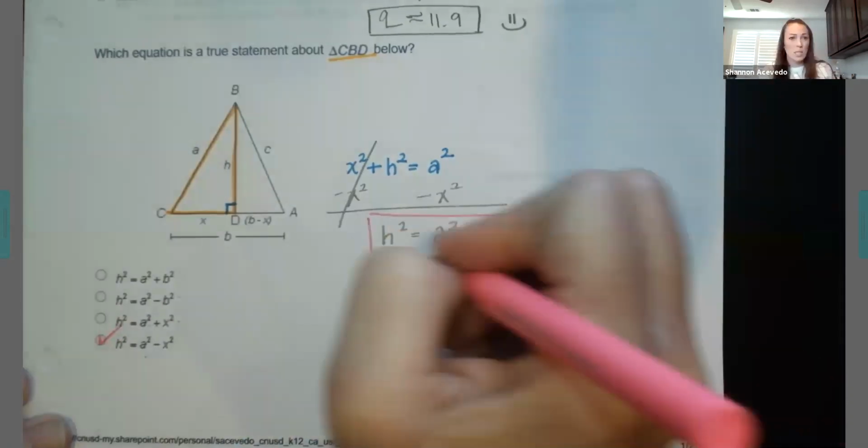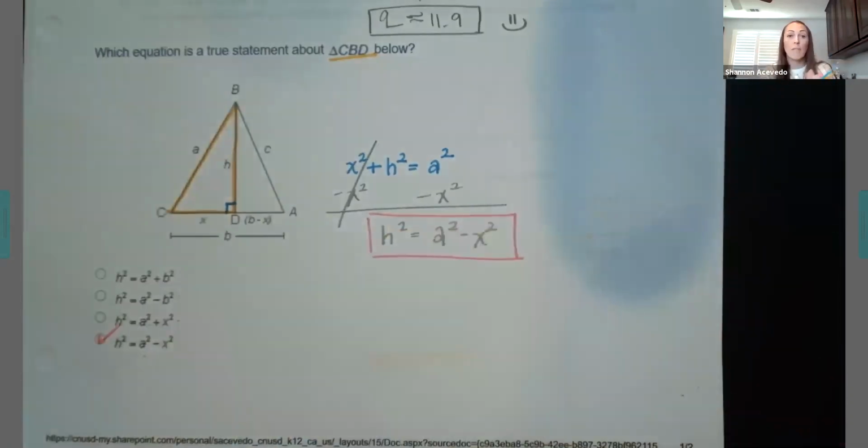So don't overthink some of this stuff. Pay attention. Do I have a right triangle? If I have a right triangle, I can use the Pythagorean theorem. I can use my SOHCAHTOA if I have a right triangle. I need to use my law of sines and law of cosines when we don't have right triangles.